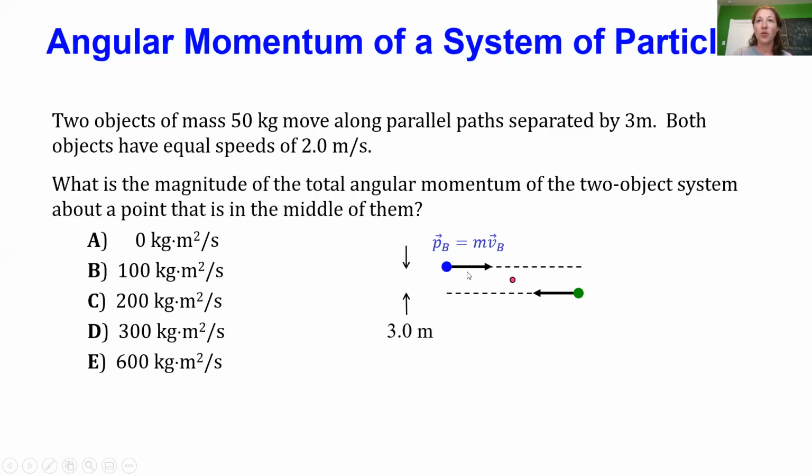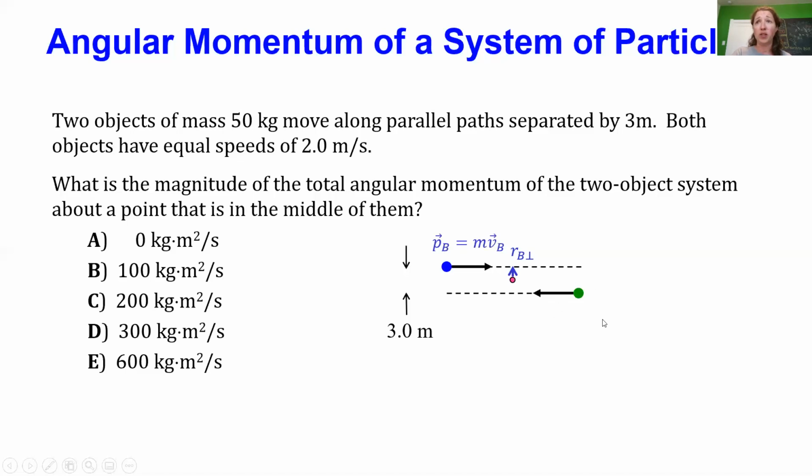So we need to know the r vector, but just like in the last case, what we really care about is r perpendicular, which I can see is this blue arrow here. And the magnitude of r perpendicular, based on the context of the problem, is half this distance here. So it's 1.5 meters. If I take the momentum and multiply it by r perpendicular, I'm going to get 150 kilogram meters squared per second.